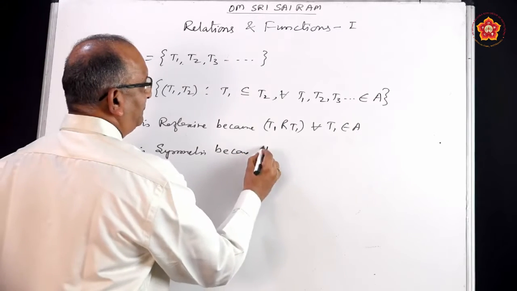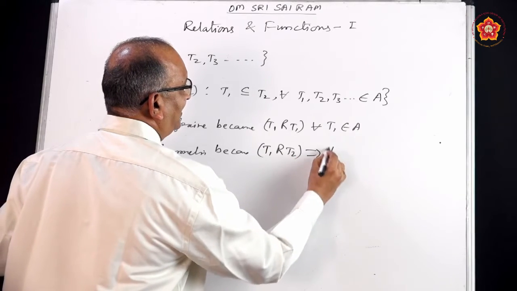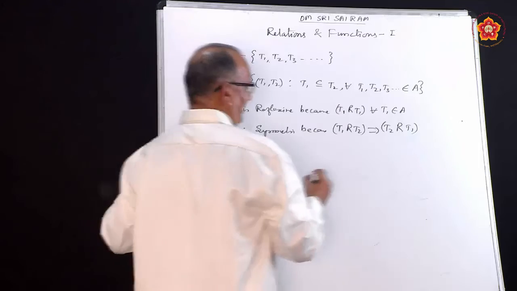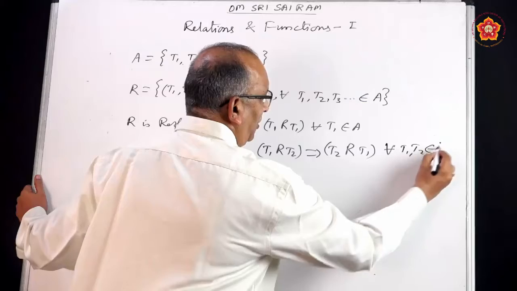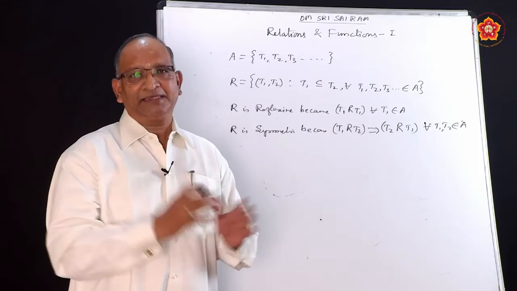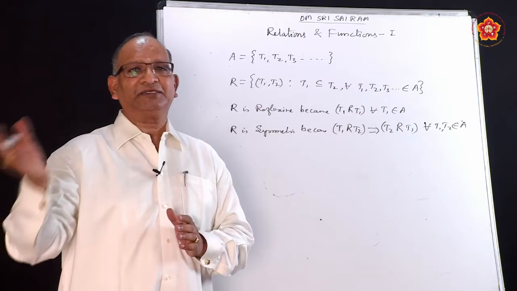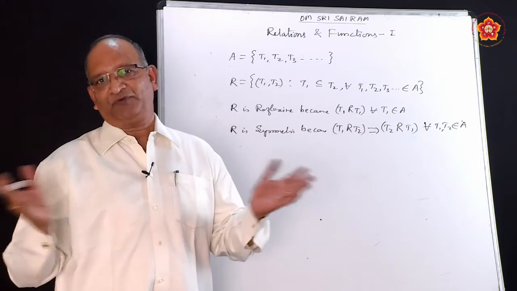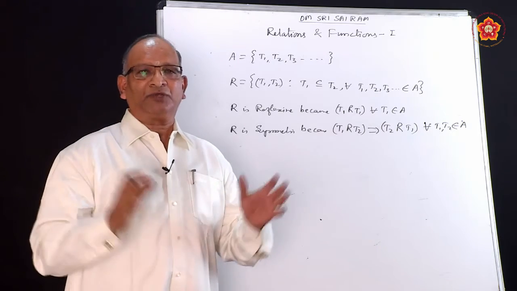Because if T1 is related to T2, this implies that T2 also is related to T1. What is the relation here? Congruency. So, for all T1, T2 belongs to A, if first triangle T1 is congruent to second triangle T2, we conclude that second triangle T2 is also congruent to first triangle T1. And it is true for all. If T1 is congruent to T3, T3 is congruent to T1. So, it is also symmetric.